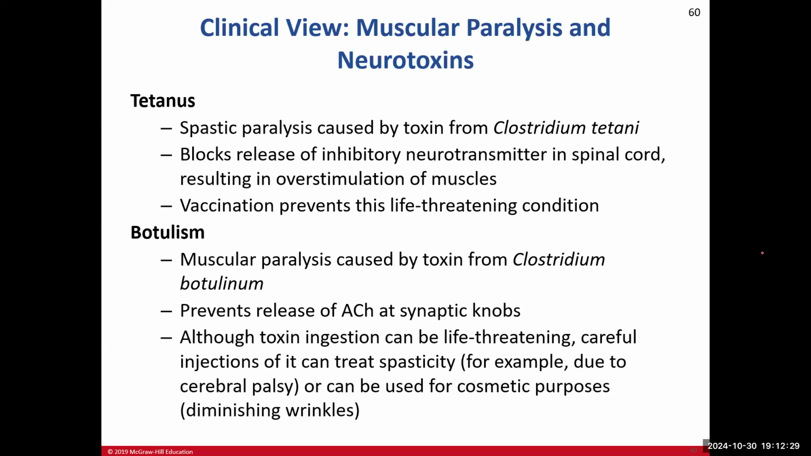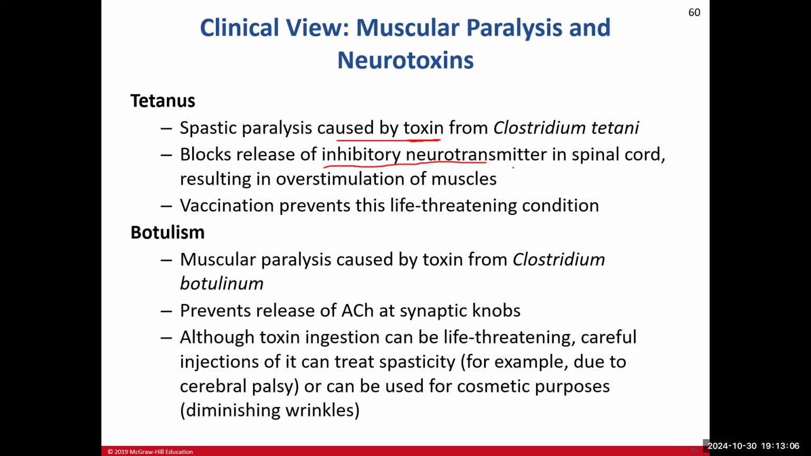But when we're talking about tetanus, we're actually talking about the toxin that Clostridium tetani releases. It acts on inhibitory neurotransmission. We learned about inhibitory neurotransmitters when we were talking about IPSPs, those inhibitory postsynaptic potentials. So this toxin blocks the inhibitory signal, whose job is to prevent the creation of action potentials.